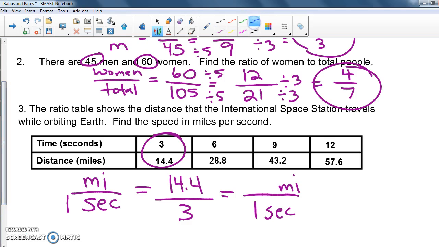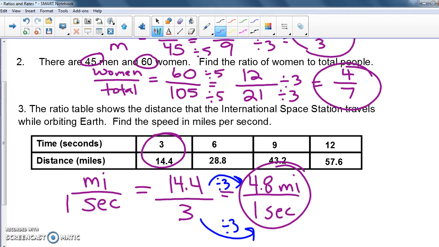So I ask myself, how do I get from here to here? I divide by 3. How do I get to here to here? That means I divide by 3. So if I do 3 into 14.4, let's see, that's going to give me 4.8. So that means it travels 4.8 miles every second. All right.